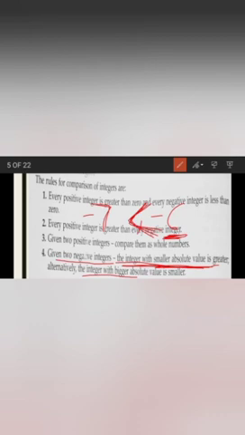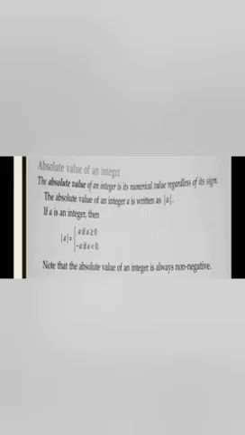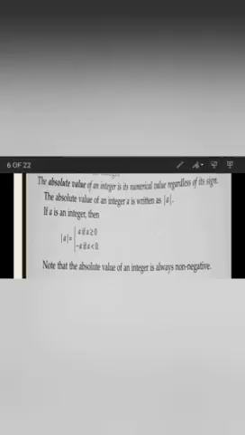Okay, so now let us come to know what absolute value is. So absolute value of an integer is its numerical value regardless of its sign. For example, if it is asked what the absolute value is, how to represent it? The absolute value of any number is represented by this, and this is 7. So the absolute value of an integer is its numerical value regardless of its sign.